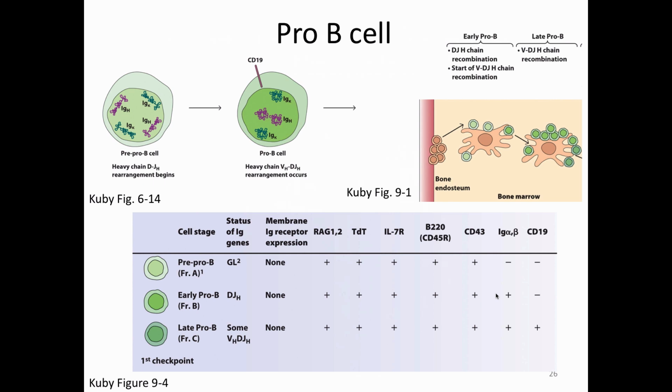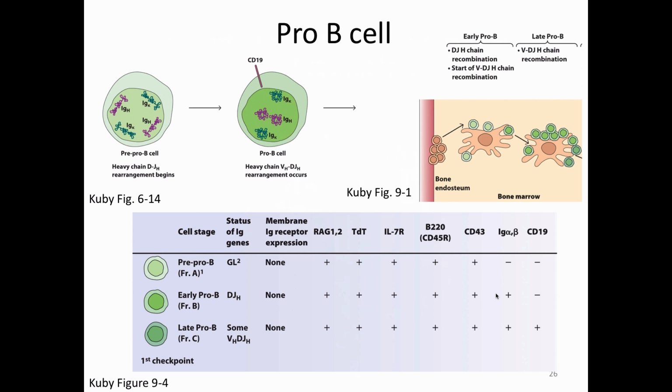The second thing that this pro-B cell does is that it recombines the V segment of a heavy chain to the DJ that it has just made. So step one, you do D to J. Step two, you do V to DJ. And so that's what is being described here as early versus late pro-B. So here you can see early has a DJ, late has a V to DJ. That's also shown up here. The early pro-B is doing D to J. The late pro-B is doing V to DJ of the heavy chain.